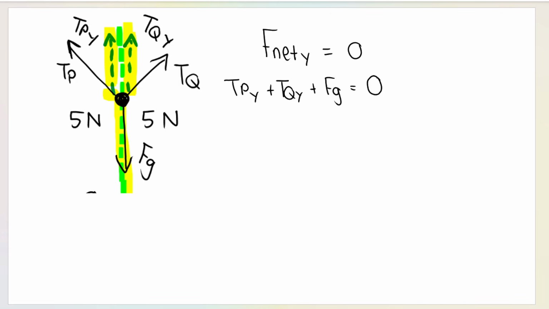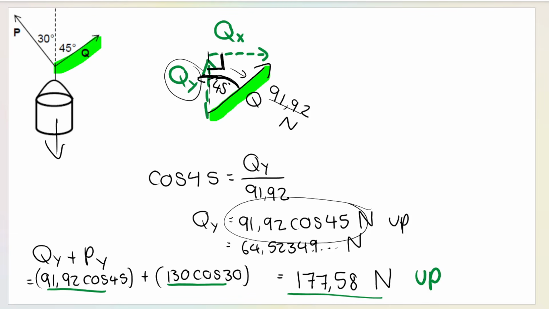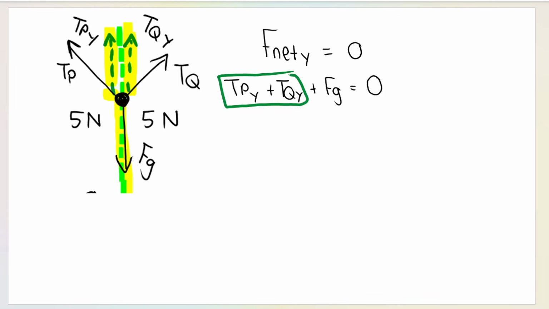And now if you can remember from the previous question, we calculated this value over here. We calculated that that value, let's go back over there, is 177,58. There's TQY and TPY. There, we added them up together, we got 177,58. So we've already done this part of the calculation. So what I'm telling you is 177,58 plus FG, or the weight, must add up to 0. So you could say, but ma'am, then FG, if I take that over, the weight is just negative 177,58 newtons.